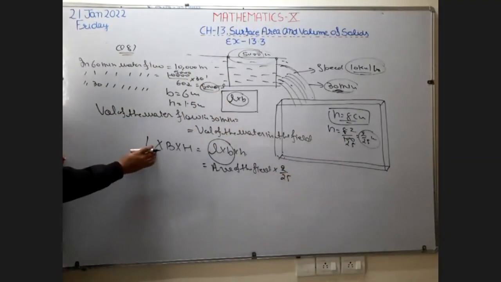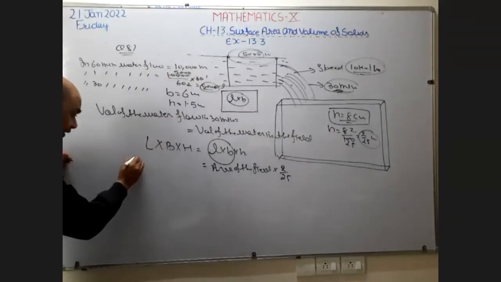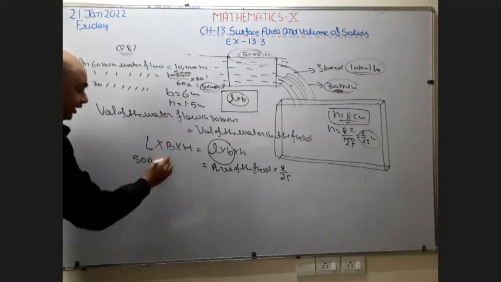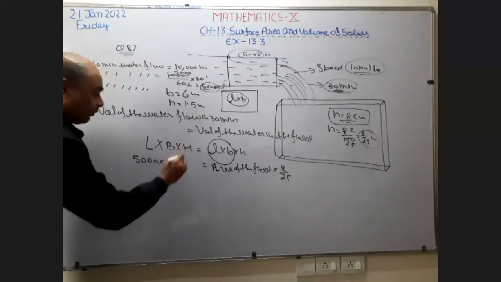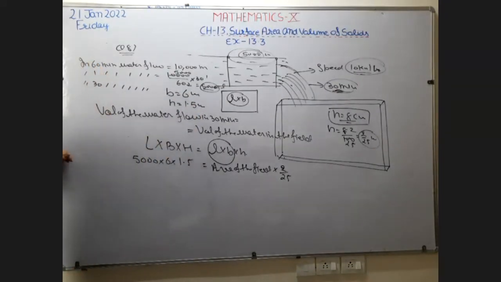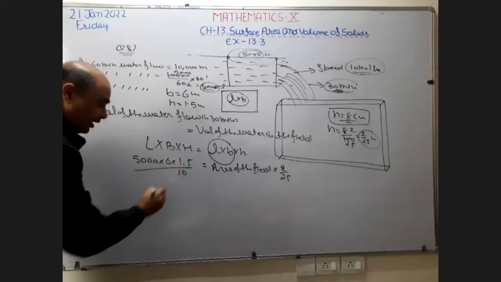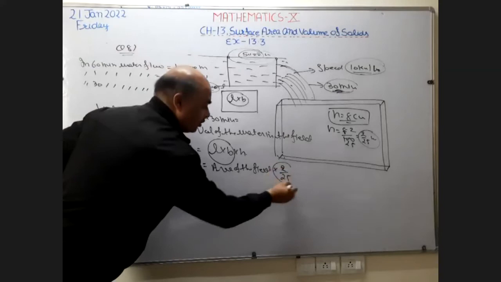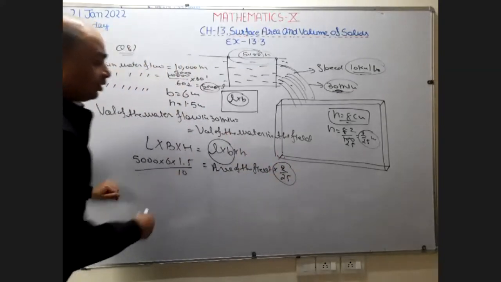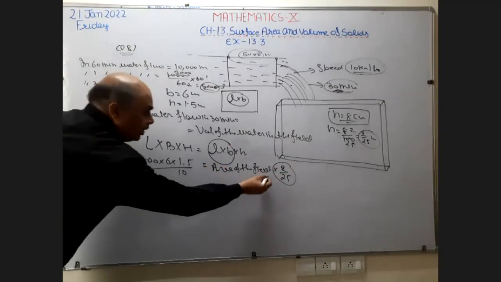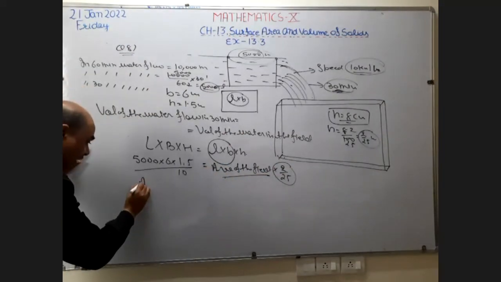Now length of the canal becomes 5,000. So write here 5,000. Into breadth is given 6 meter. So write here 6 meter. Height is given 1.5. So write here 1.5 meter. Okay. So remove this decimal. So 10 is there. I want to take this 2 by 25 from right to left. So this is going to be reciprocal. So what is left here? Only area of field. So I write here area of the field.